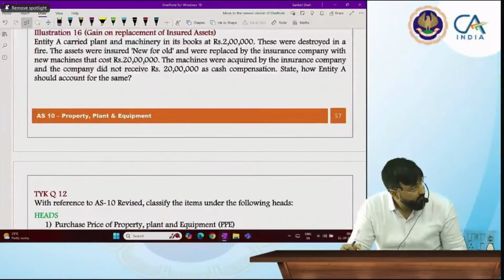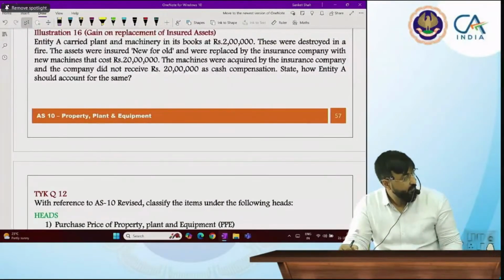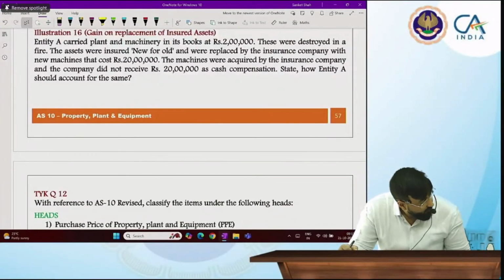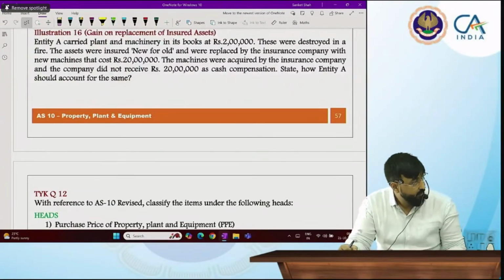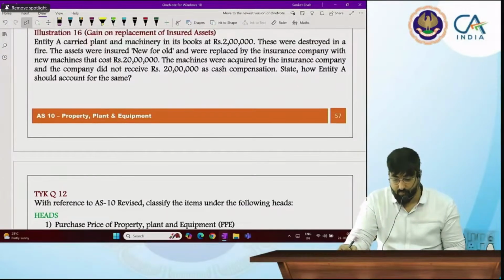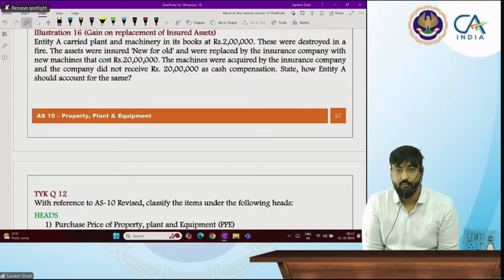Illustration 16. Entity A carried plant and machinery in the books at 2 lakh. They were destroyed in the fire. The assets were insured new for old, and were replaced by the insurance company with new machines at a cost of 20 lakhs. The machines were acquired by the insurance company, and the company did not receive the 20 lakhs as cash compensation. State how entity A should account for the same.